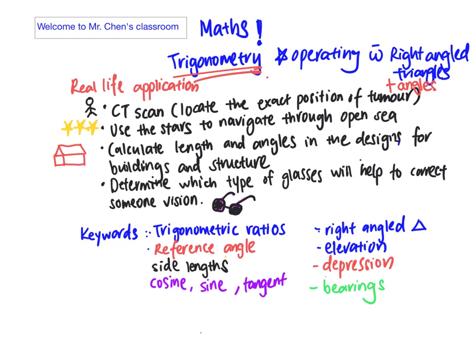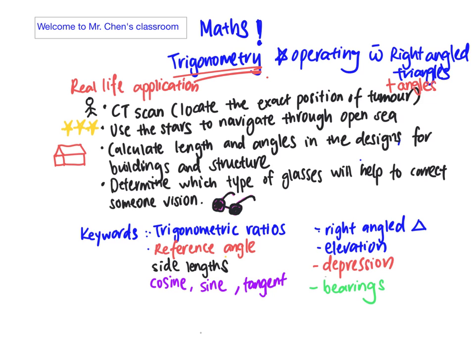Next, trigonometry can also be used to allow pilots or navigators to navigate through the open sea by using stars. As we know, certain stars are located close to each other. So we can take advantage of that by calculating the distance between the stars, and that will tell us where our location is without using GPS.